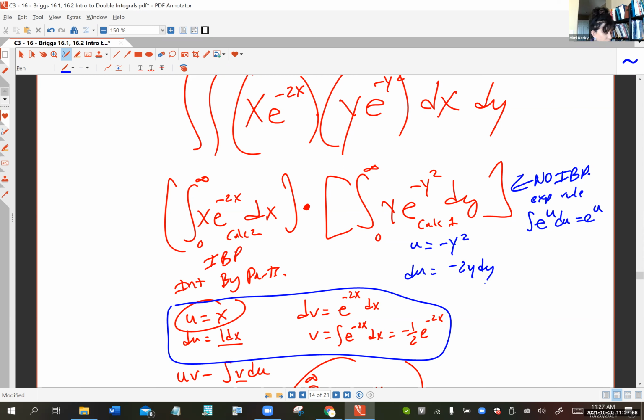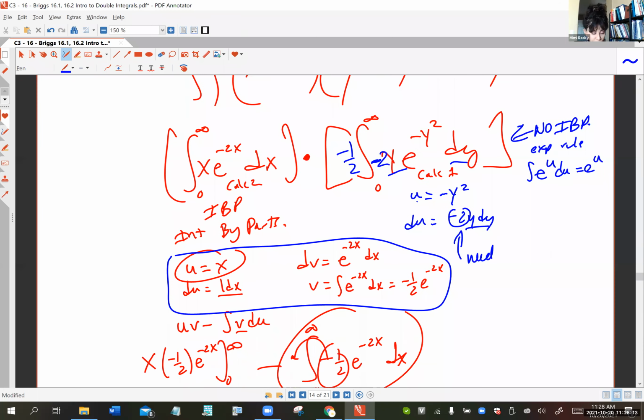U is negative y squared. Du is negative 2y dy. And then what? Well, I have a y dy already in the integral. What am I missing? Oh, shoot, I wish there were a negative 2 in there. Make my wishes come true. Put a negative 2 in there, provided you multiply the front of the integral by the reciprocal. That way you're really just multiplying by 1, a special version of 1.